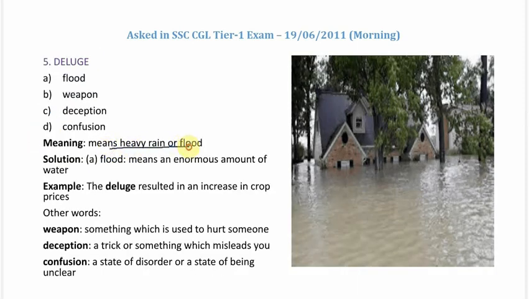So deluge means heavy rain or flood. So the synonym of deluge is flood, and flood means an enormous amount of water. For example, the deluge resulted in an increase in crop prices.